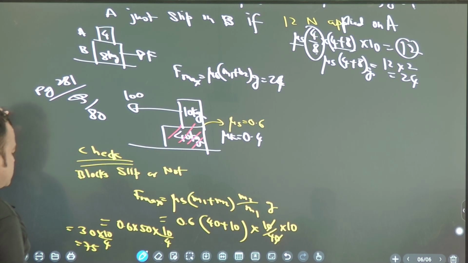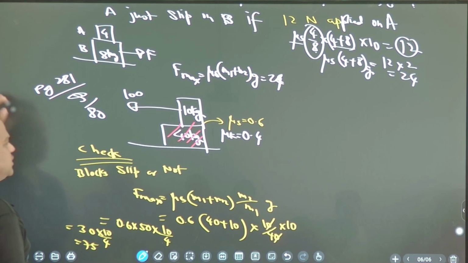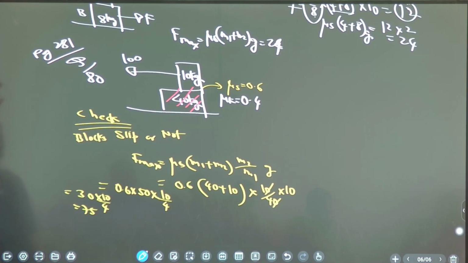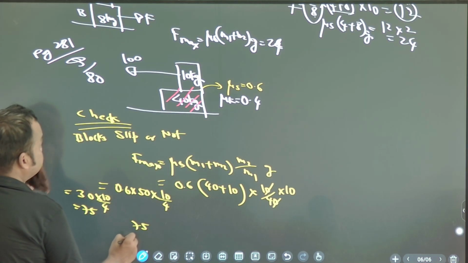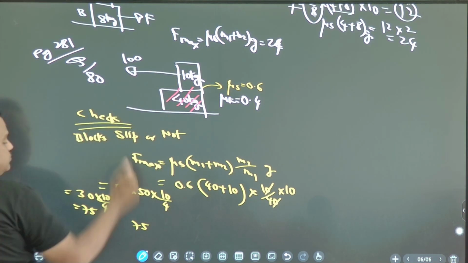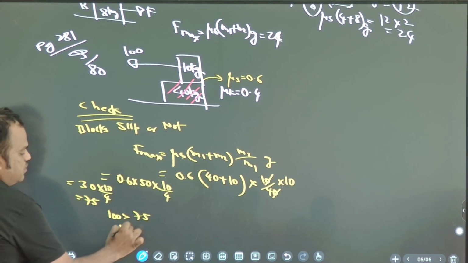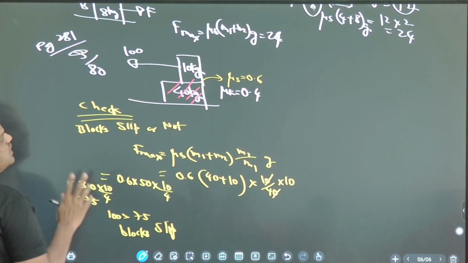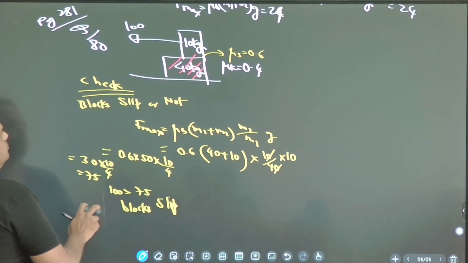So the maximum force is 75 and you are exerting 100. So will they slip or not slip? Slip. 100 is more than 75. So the blocks slip. So do they have the same acceleration or different acceleration? Different acceleration. Good.